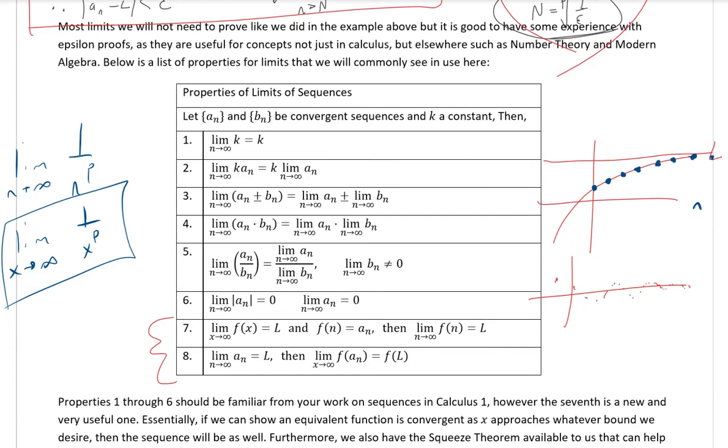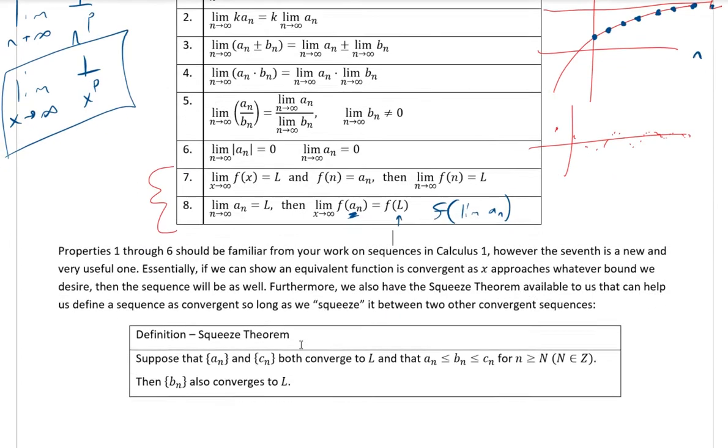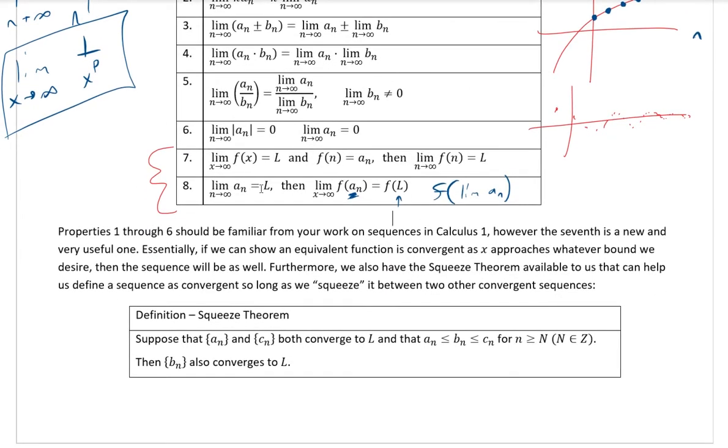And 8 says something similar as well. If you know the limit of a sub n goes to L, then that means if you have those values inside of a function itself, then you can pull the function outside the limit and just say the function of the limit of a sub n, which is just L itself. So then you could just plug in L into that function. Another handy trick that we will sometimes use. So a couple ones to pay attention to.